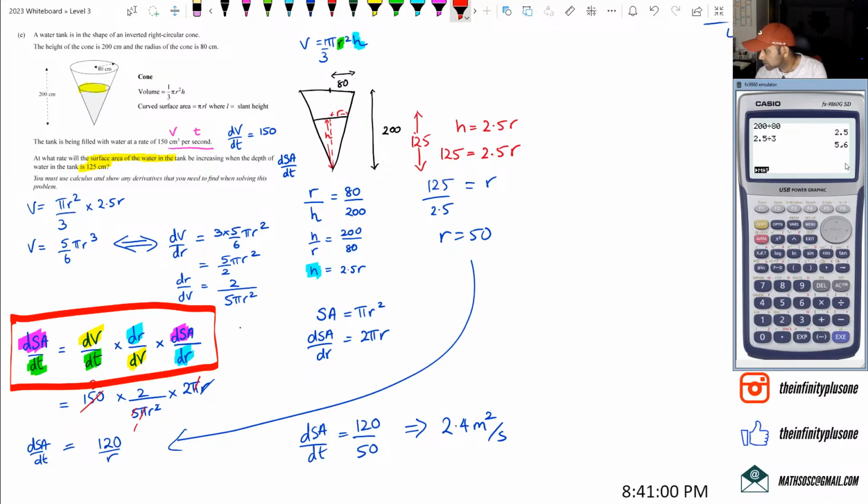Why is the 125 centimeter given as h, not r? I think that's the actual question itself, Stacy. They're asking how fast the surface area is increasing at that height. They could have given you r as 50, but they try to make you do one more extra step. They could have said, what's the surface area increasing when the radius is 50? But instead of saying radius, they said when height is 125. That's all.